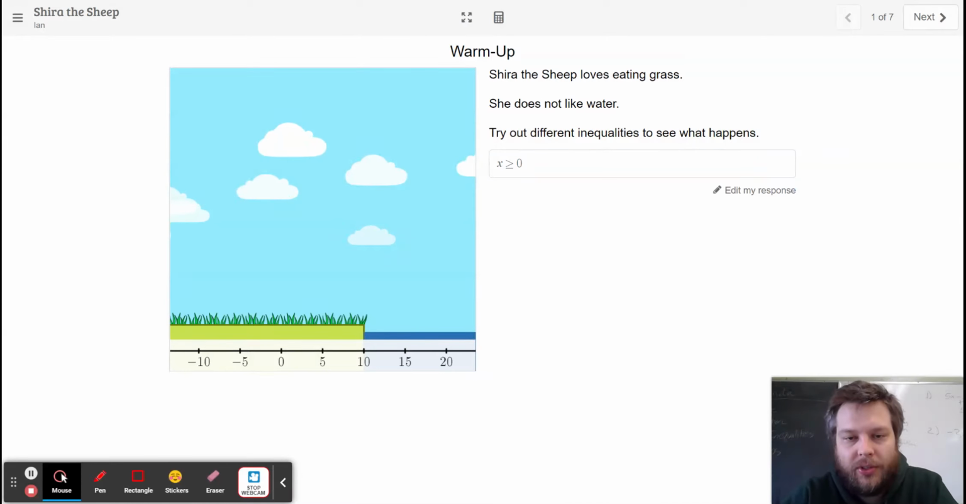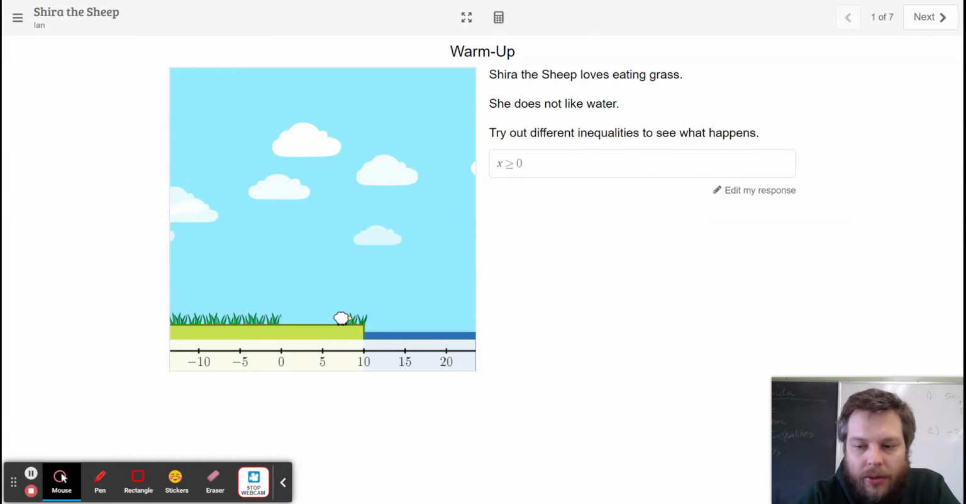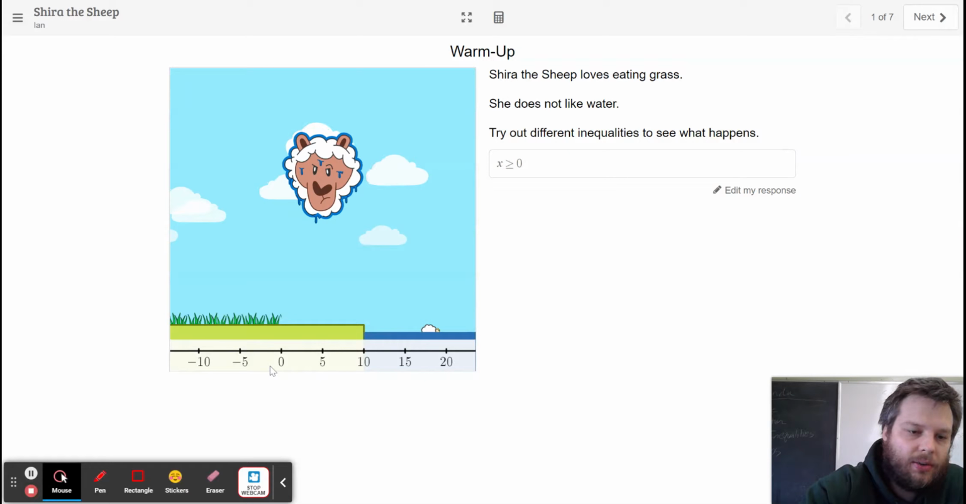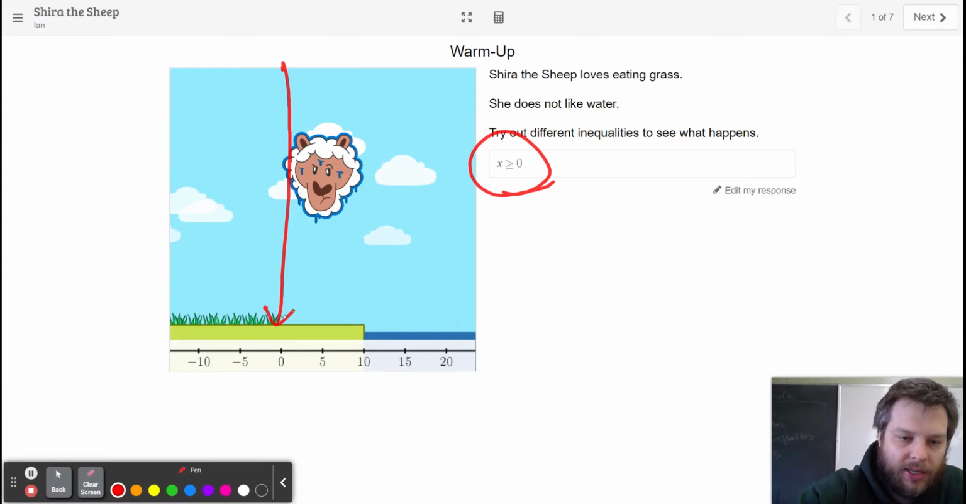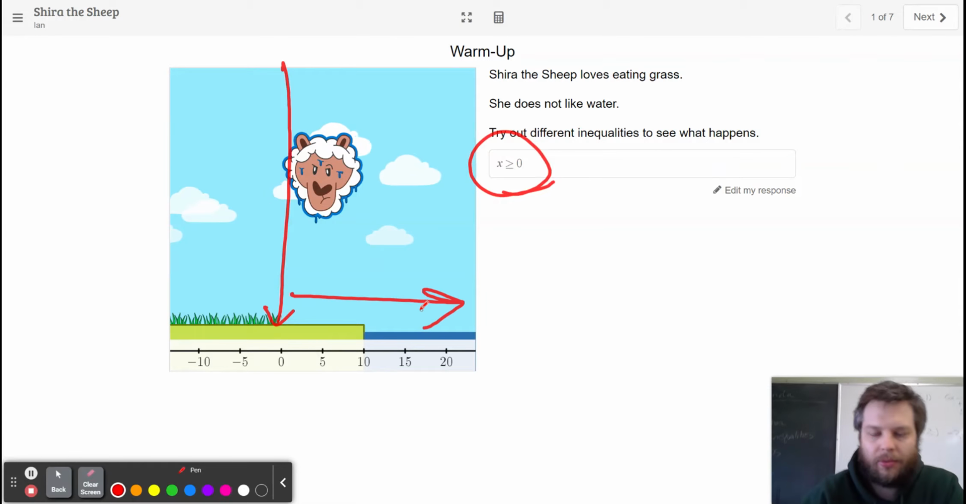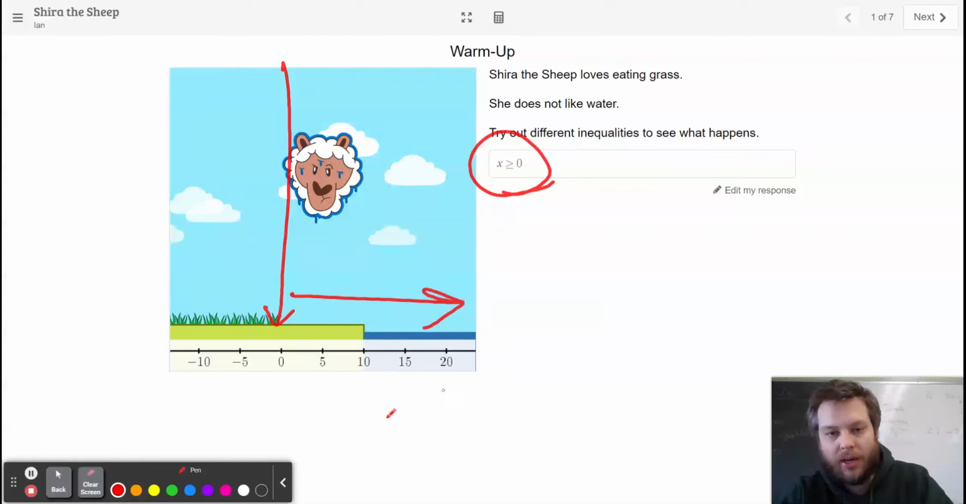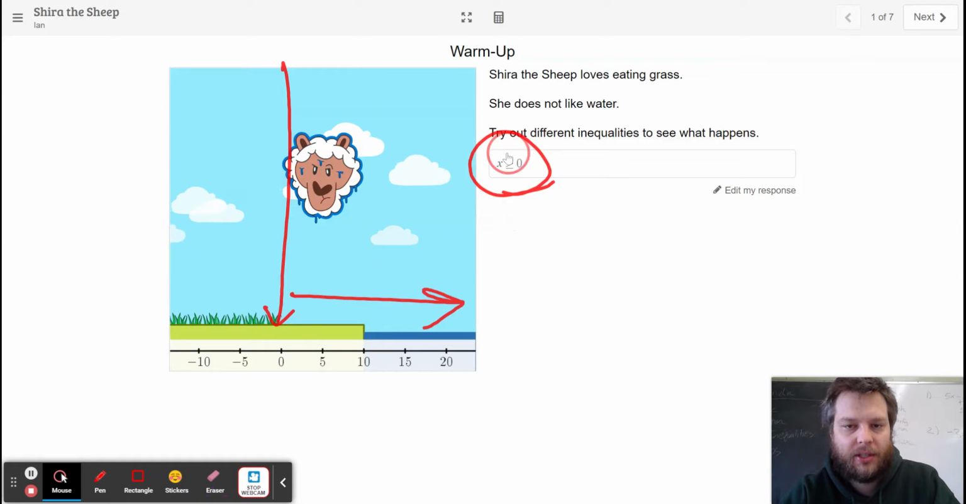So first, when you start a Desmos activity, just try random things and see what happens. What do you notice about this? The inequality says x is greater than or equal to 0. What happened with the sheep? Sheep landed at 0. Sheep moved to the right. Is that what we wanted? I don't think so. Let's try something else.